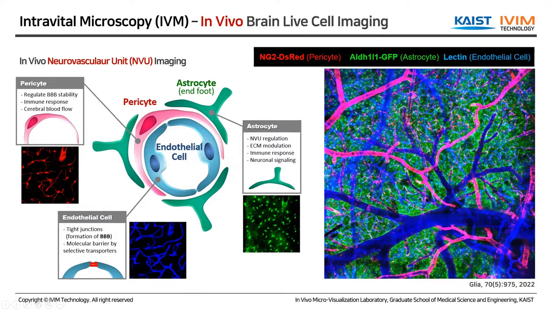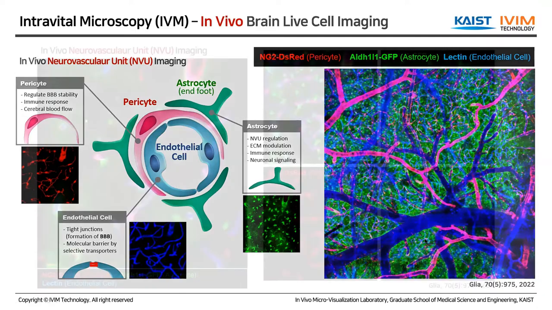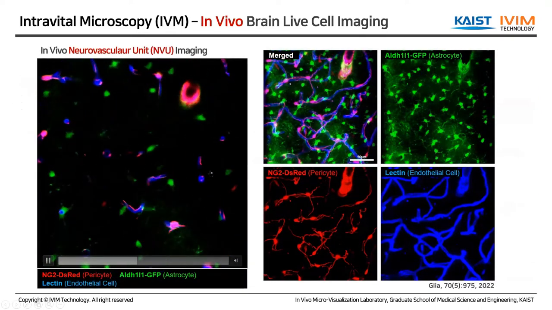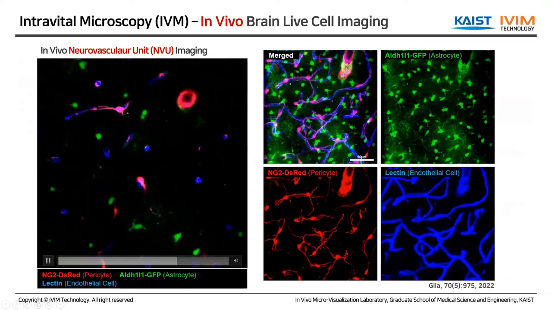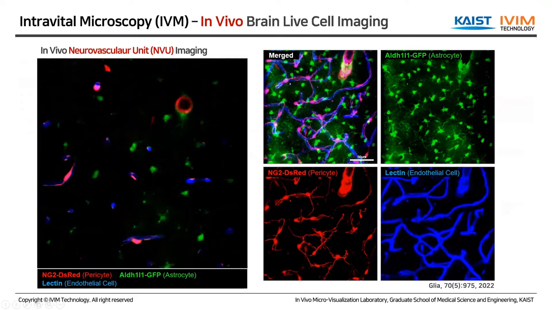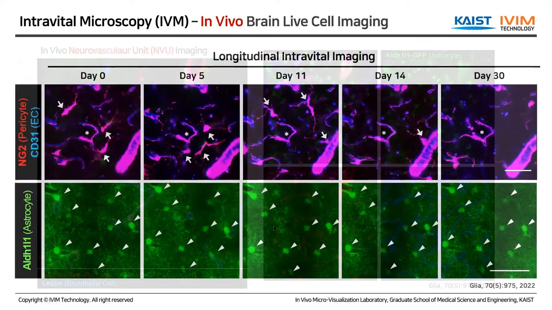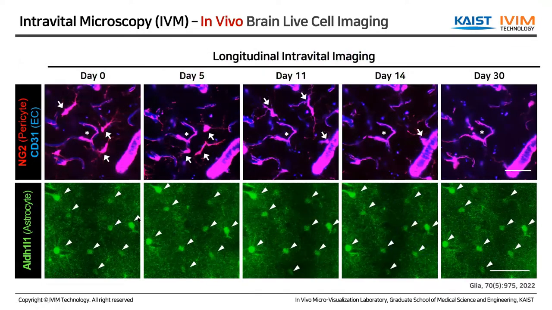So this is actually the projection images. You can see this red vessel is the artery. And then this large vessel is actually the vein. And then you can see the individual astrocyte and the pericyte. So this is in a higher magnification images. You can see the blue endothelial cell, red pericyte, and then green astrocyte. And then this is the maximum intensity projection images. And then this setting is very stable. So you can see individual cells don't change. And then you can see no damage in the brain over 30 days like this.